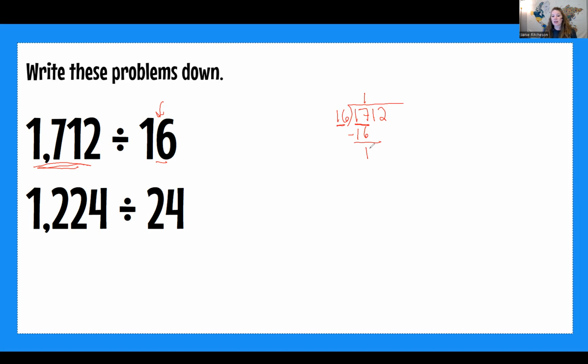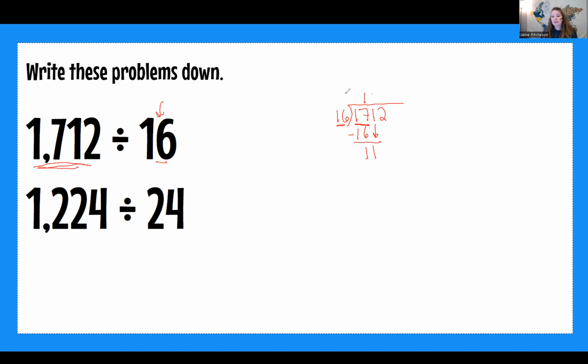Once you have the remainder, if this answer is less than the divisor, then we know that this number on top is good. After you subtract, you bring down the next digit. So we brought down a digit, and now we have to say how many times will 16 go into 11? Well, it won't because 11 is smaller than 16. So it is going to go 0 times.